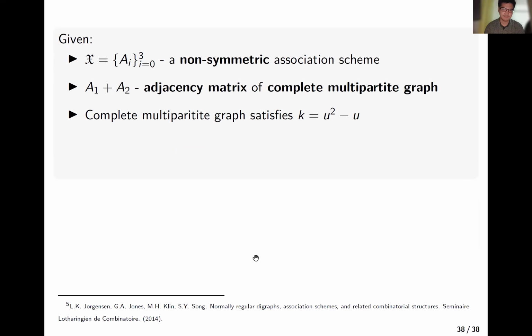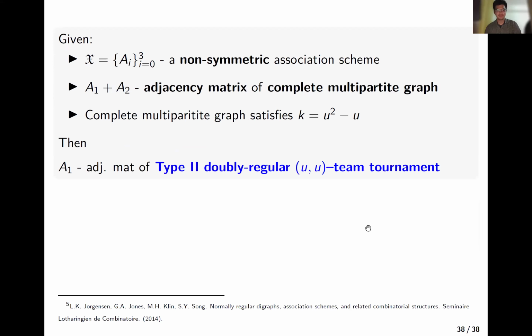So our setup is we have a non-symmetric scheme such that A1 and A2 fuse together to become a complete multipartite graph, which satisfies this condition. Or in other words, our complete multipartite graph is the complement of U copies of KU. Then it turns out, so this is just a bunch of words at the moment, it's the adjacency matrix of a certain kind of directed graph. It's a type 2 doubly regular UU team tournament. These parameters, U and U, just say that my graph is the complement of U copies of KU.